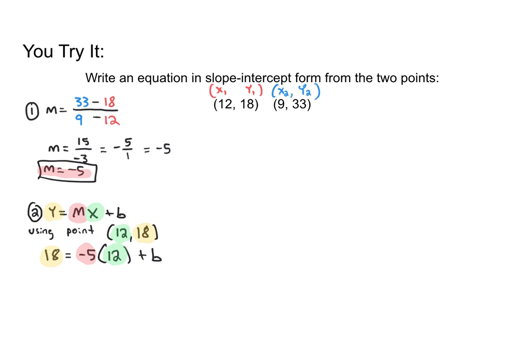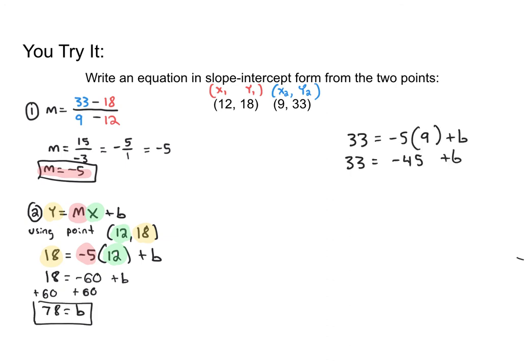But I came up with the equation 18 equals -5 times 12 plus b. Solve for b. Add 60 to both sides. And you get 78 equals your b. That's a pretty huge y-intercept, but that's totally acceptable. And just in case you chose the other point, here's how that would work out. So you would end up with this, add 45 to both sides, and you would have ended up with the same thing of 78 is equal to b. Just so you know, no matter which point you pick, you'll get the same y-intercept.